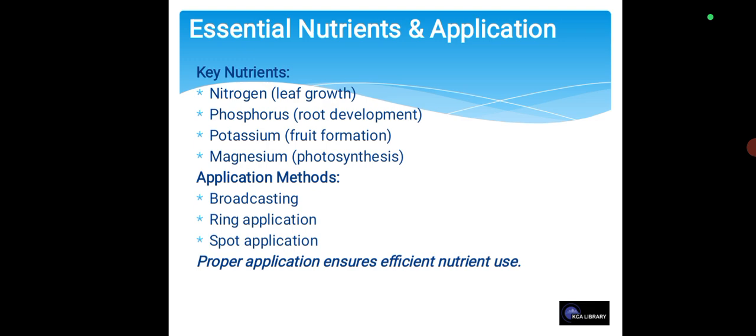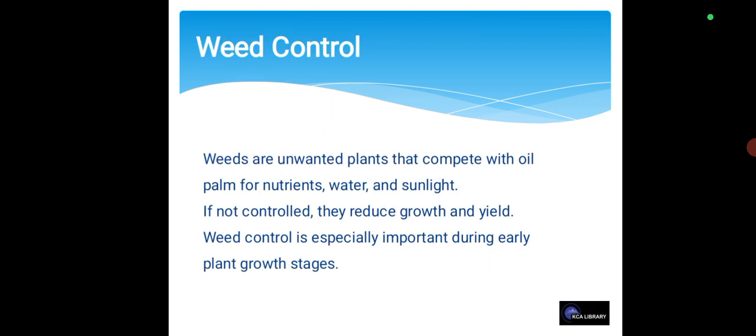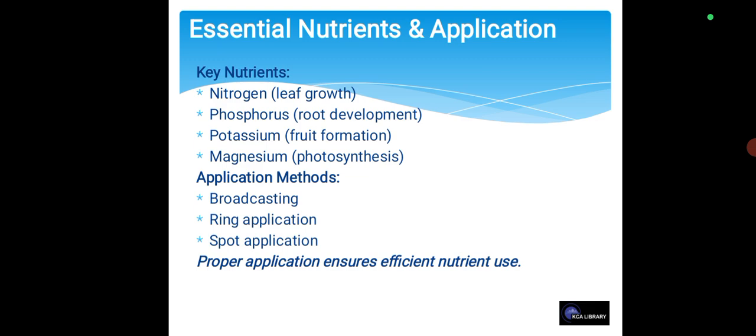Now there are different methods of fertilizer application to ensure balance. So for instance, there's what we call broadcasting. In broadcasting, fertilizer is evenly spread over the soil surface around the plant. It is simple, but may result in nutrient loss if not properly managed.